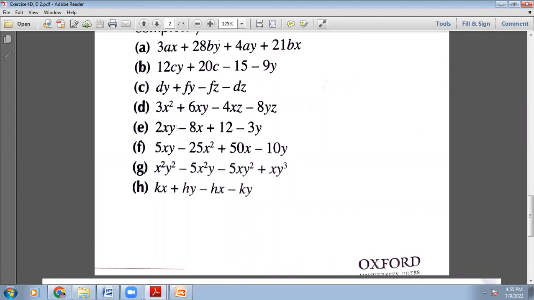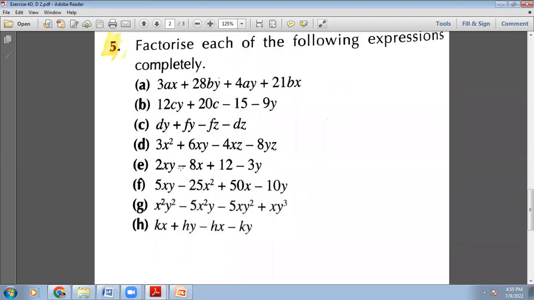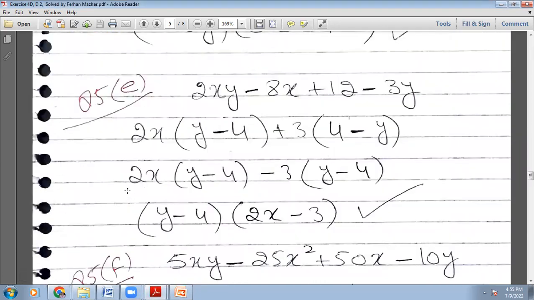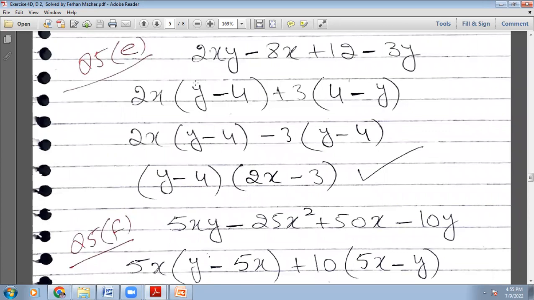Question number 5, E part: 2xy minus 8x plus 12 minus 3y. From the first two terms, 2 and x are common, so you are left inside the bracket with y minus 4. From the last two terms, plus 3 is common, so in the bracket you are left with 4 minus y. So there is a difference between these two terms. This is y minus 4, and this is 4 minus y.